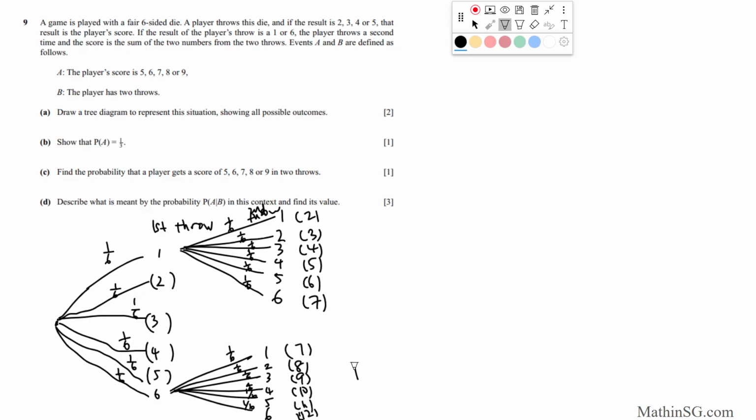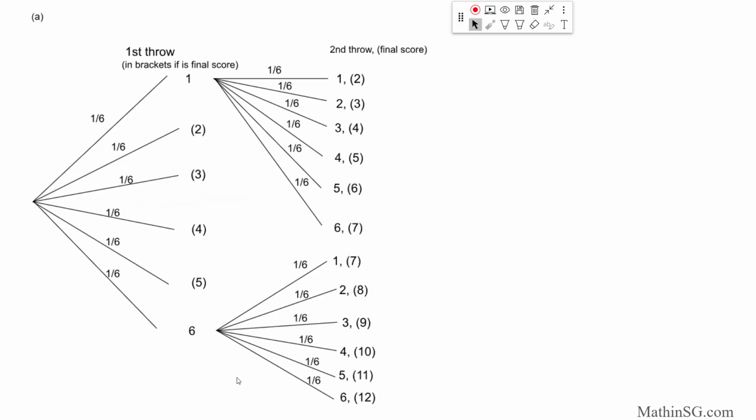Then I will denote final score written in here, something like that. Okay, it's a bit messy because I don't have a lot of space here, so I've already drawn it here. You can take a look at this. So this is the tree diagram for part A.